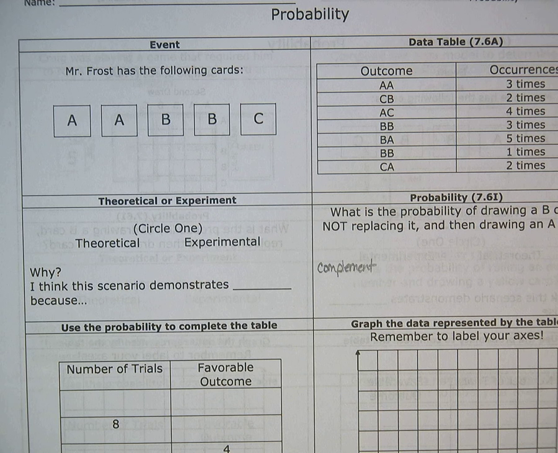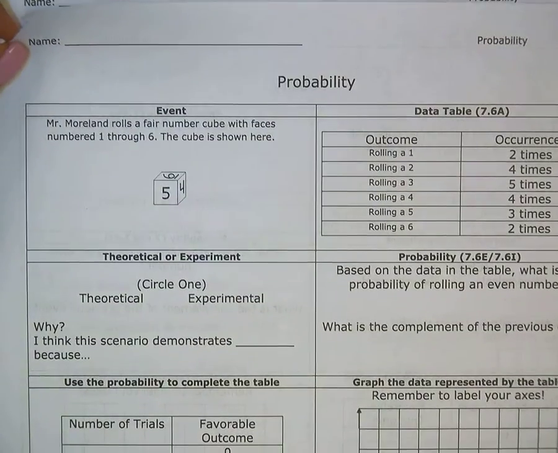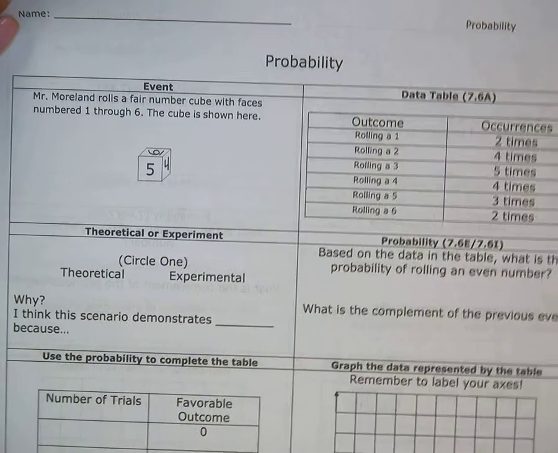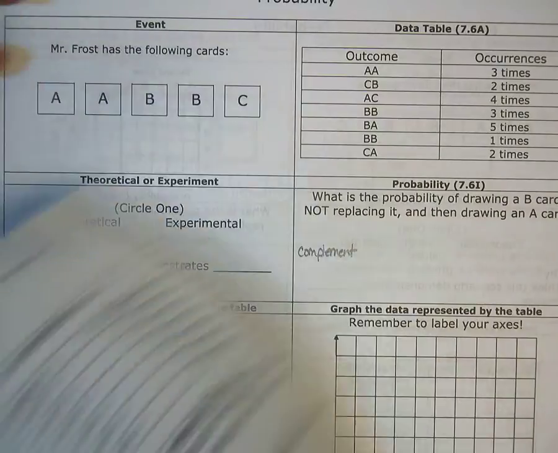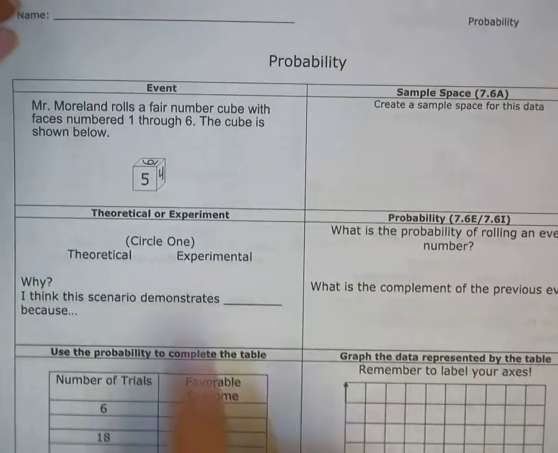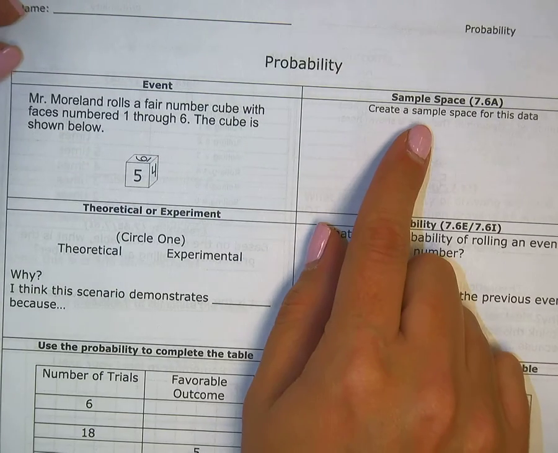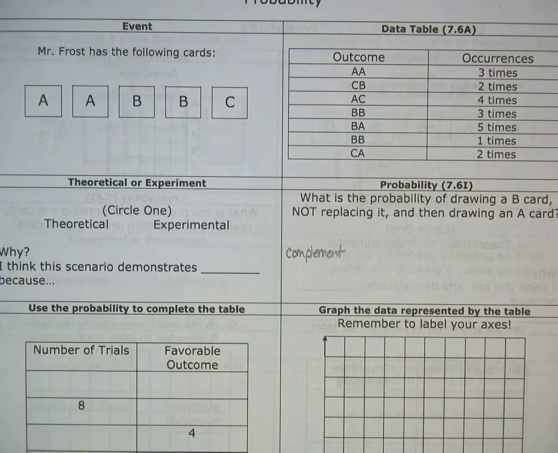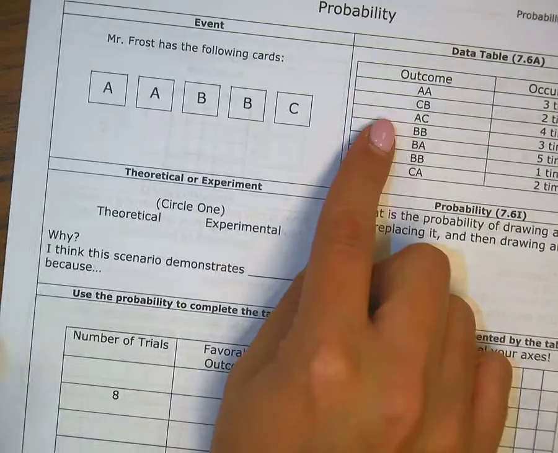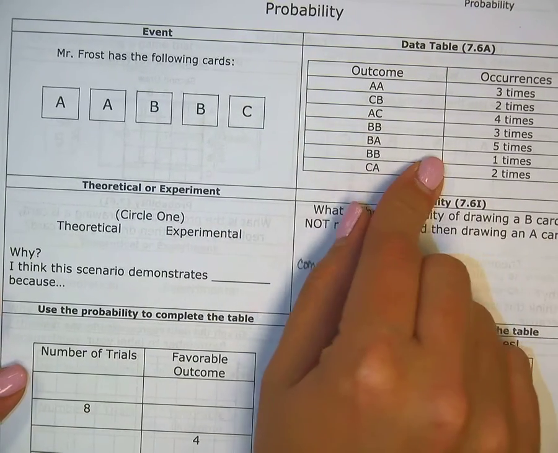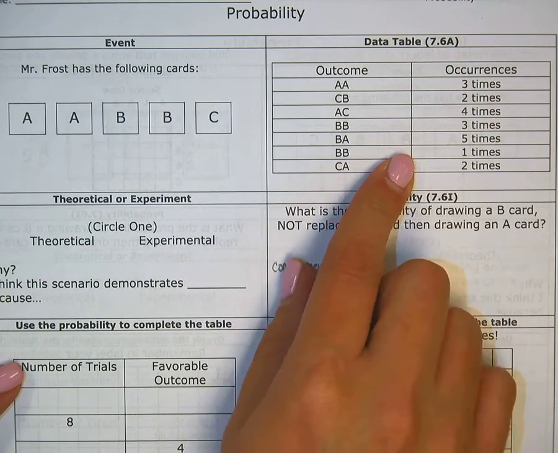Okay, the homework for you was the paper that looks like this. It was a single sheet. It has an event, it has a data table, and on the back side, same thing. It's got an event, but it's asking for a sample space. The one I'm going to show you is one that already has an event that's occurred. It's got the data for you.